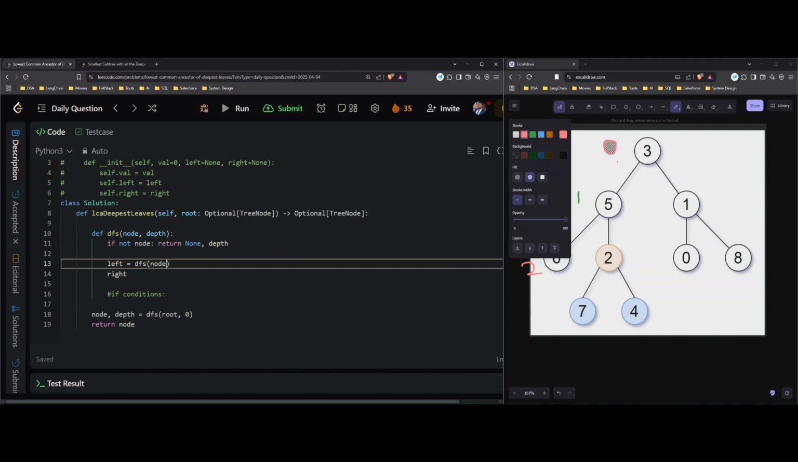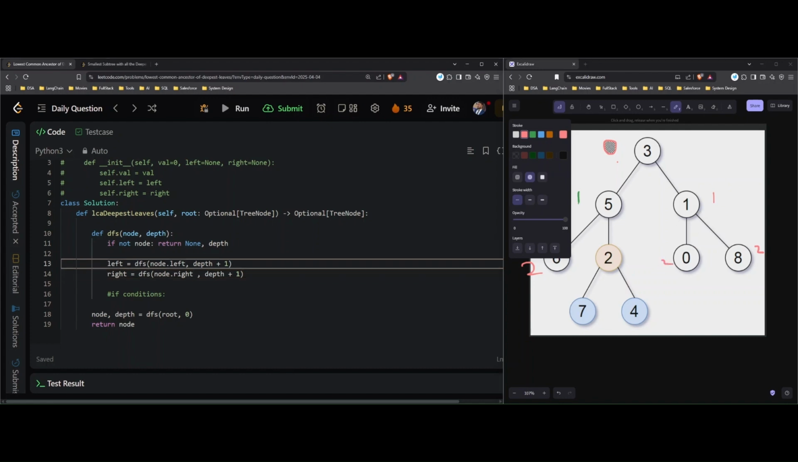We'll move to the left, node dot left, right? And also we have to increase the depth, because we are moving to the left and increasing the depth. The same thing we will do to the right one also. We'll move to the right part of it, and we'll also increase our depth here, because it will increase our previous value, this depth plus 1. If this is 1, that would be 2. If this is 1, this will also be 2.